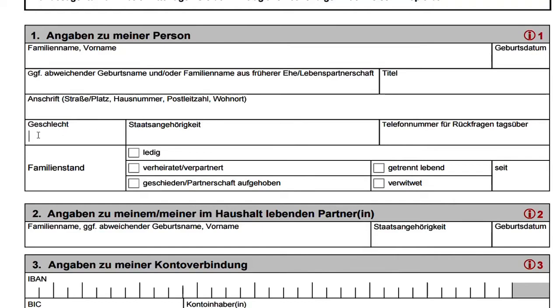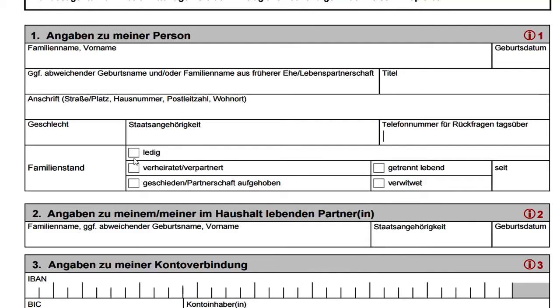You write your gender here. I mean, if you're a man, you write männlich or M. And if you're a woman, you write weiblich or W here. Your nationality here, your telephone number here. This should be a telephone number based on which the Familienkasse can call you and reach you during the day. You mark your family status here.